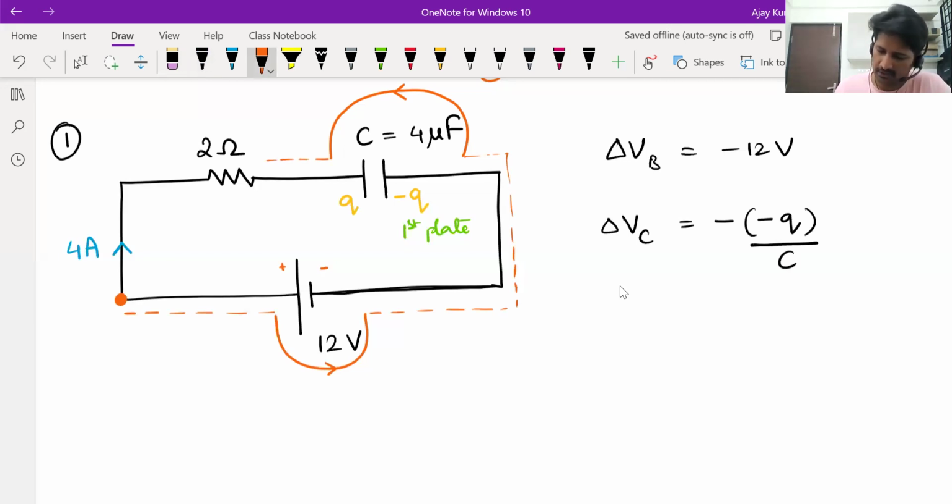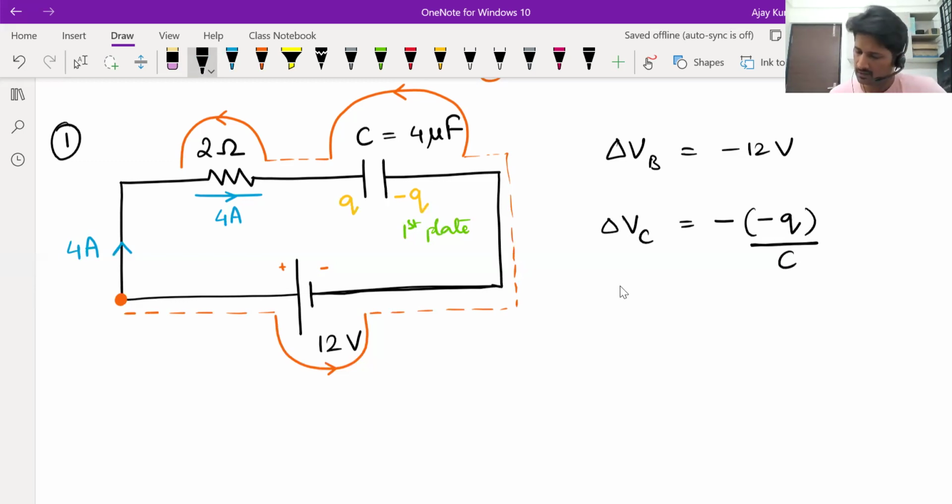The next element I come across is the resistor. And because I have decided to move anti-clockwise, when I move across this resistor, I happen to be going opposite to the current. Current is flowing to the right in that resistor. 4 ampere current is flowing to the right, but I am going anti-clockwise along that loop. So I'm going opposite to the current. That is my choice. It's up to you which way you move.